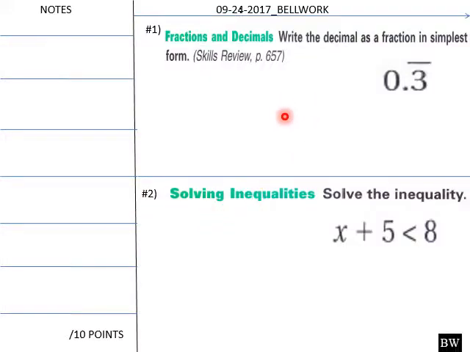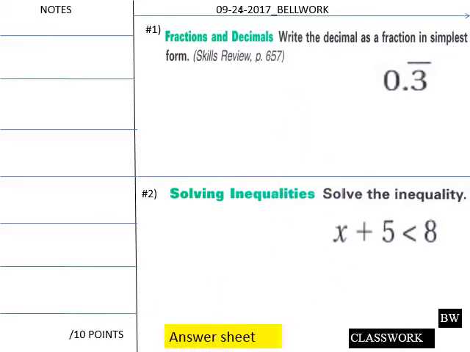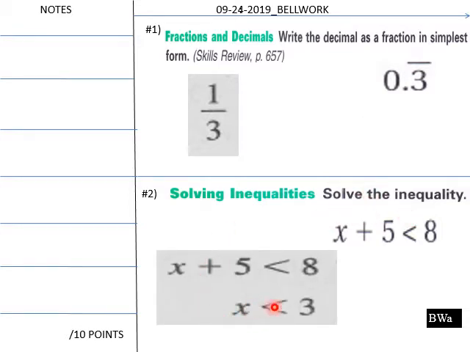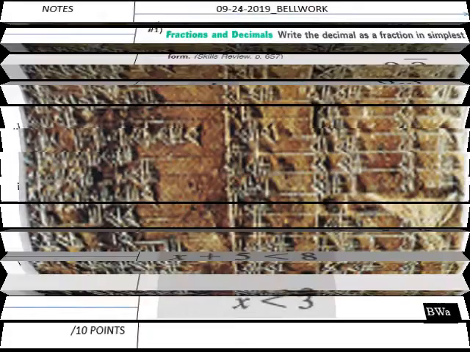Teachers, here's the bell work. Have your students do this in about 5 minutes for this, 4 minutes for this. Okay, welcome back everybody. 1/3 would be your fraction for this. Then down here, solving the inequality, x would be less than 3 for this inequality here.